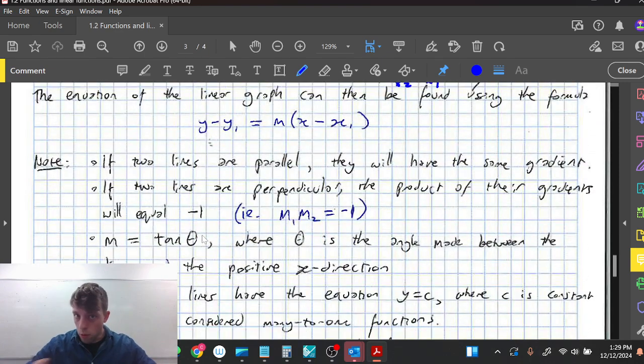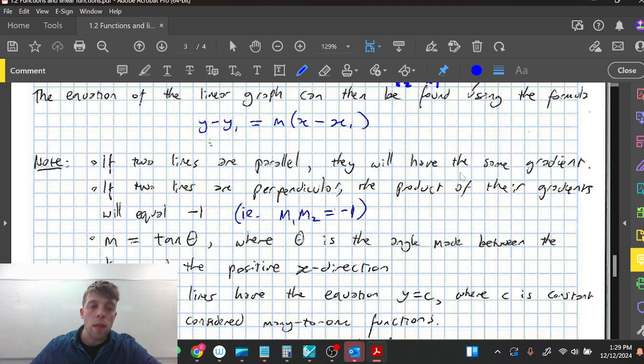All right, a few rules that you need to know. If two lines are parallel, they will have the same gradients. If two lines are perpendicular, the product of their gradients will be equal to -1. So for example, m2 times m1 is going to be equal to -1. That's a couple of rules we need to know.